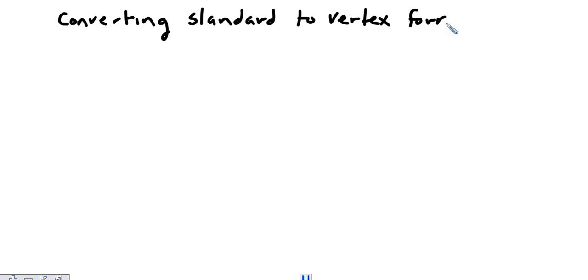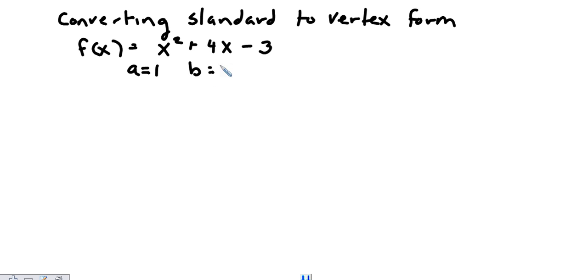So the one we're going to start with is f of x. Remember, f of x and y are the same thing, and f of x is equal to x squared plus 4x minus 3. Y equals ax squared plus bx plus c. Let's write down our values for a, b, and c, just so we have them to look back at. A is equal to 1. Remember, if there's no number written in front of the x squared, that's a 1. B is equal to 4, the number in front of your x. And c is equal to negative 3.